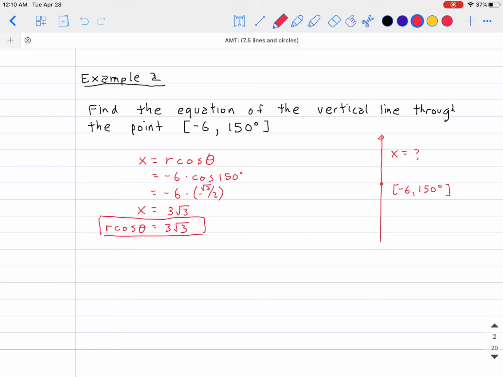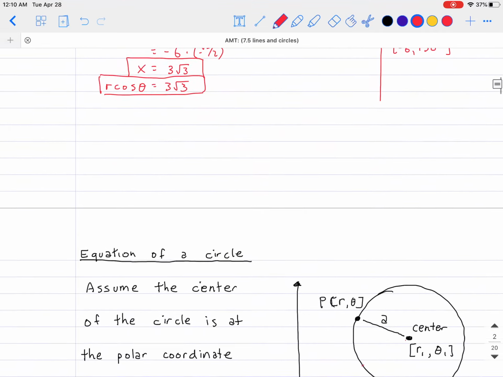Okay. So I guess it depends on what the question is really asking for. If they want polar, then you can give them r cosine theta is equal to this. If they want Cartesian, then x is equal to 3√3. And if they don't say either one, you could just go ahead and give them either one.